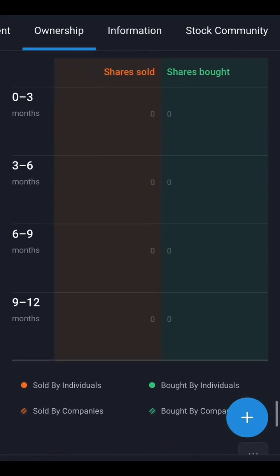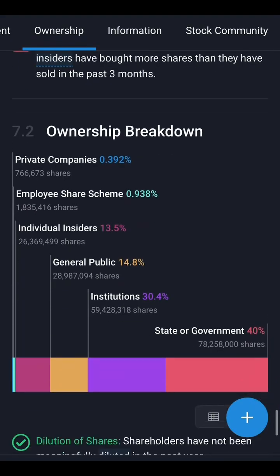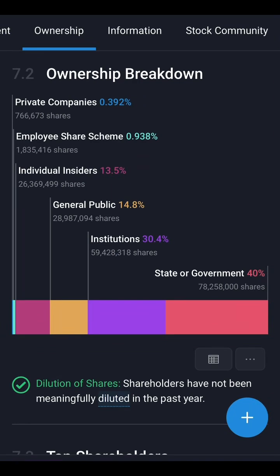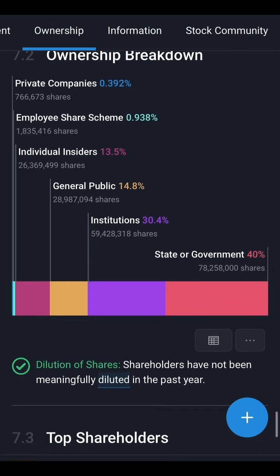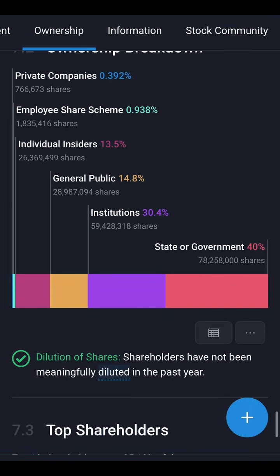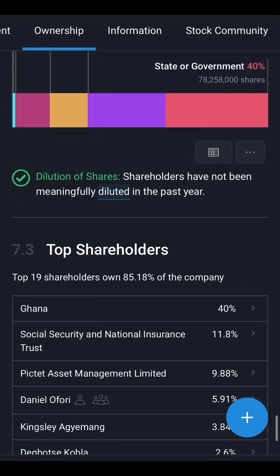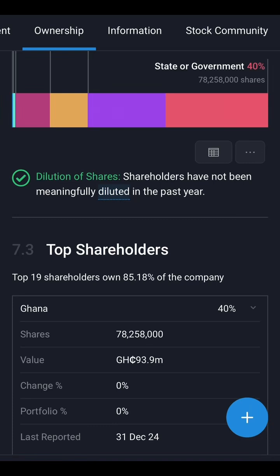So let's look at the ownership, that's the top shareholders. If you look at the ownership, individual insiders own about 13.5%, the general public owns about 14.8%, and institutions own about 30.4%. The state, that is the government of Ghana, owns about 40%. So to look at the top shareholders, Ghana owns about 40%, which is equivalent to 78 million plus shares, and is valued at 93.9 million.